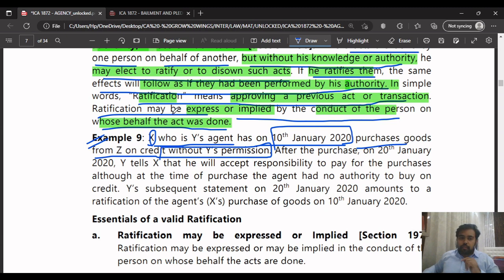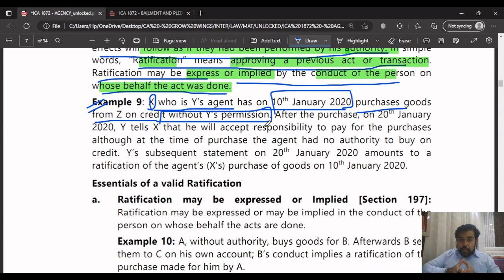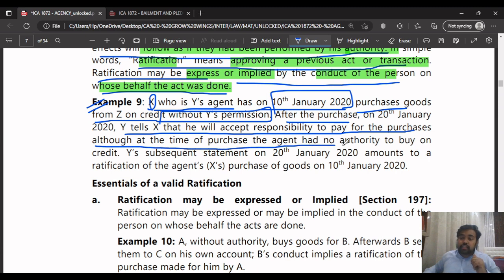Remember this. Okay. Now, coming to this example, X, who is Y's agent on 10 January, purchased goods from Z without Y's permission. After the purchase, on 20th January, Y tells X that he will accept the responsibility to pay for the purchase. Here, in this example, the principal Y accepts the responsibility, which means he ratifies the actions of his agent for the purchase, although at the time of purchase he had no authority to buy on credit.